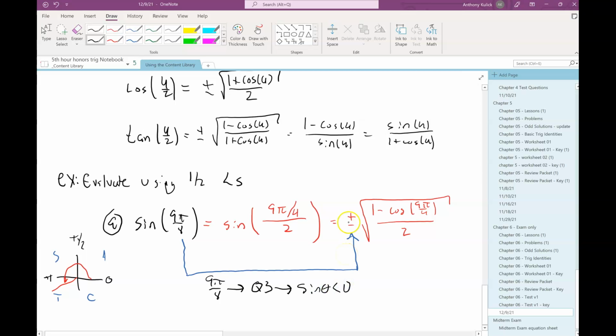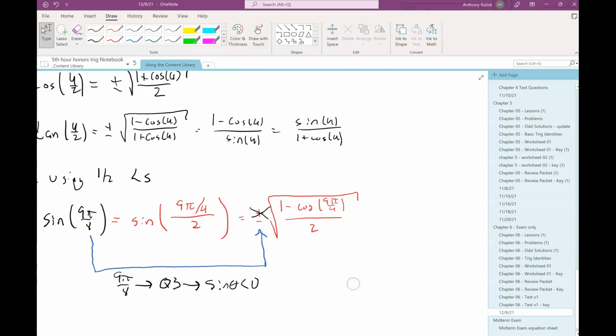So which one should we use? The negative version. Everybody okay with that? So not difficult to do, but you have to remember to do it. And you have to remember that you're using the original angle, not 9 pi over 4, but the original problem, 9 pi over 8. Okay?